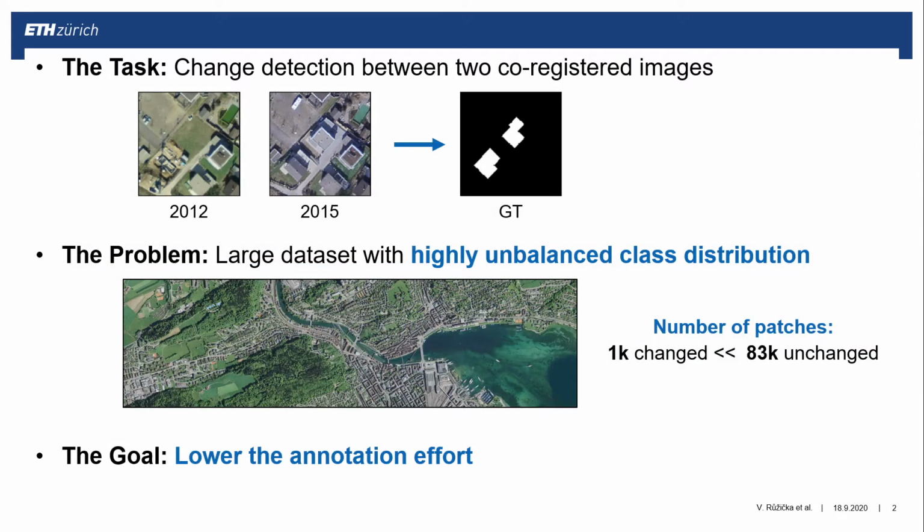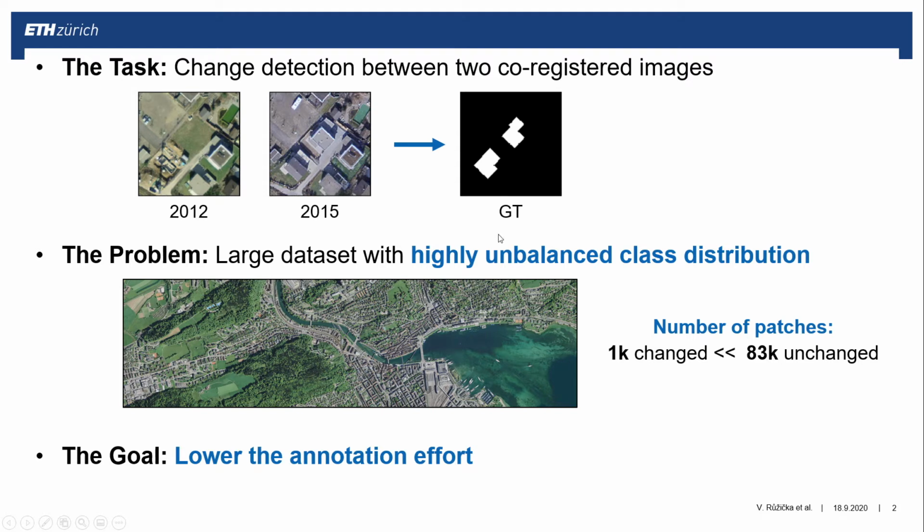So the task of our paper is the change detection between two co-registered images. Let's say we have images from 2012 and then images from 2015, and we want to predict the changes inside these two images.